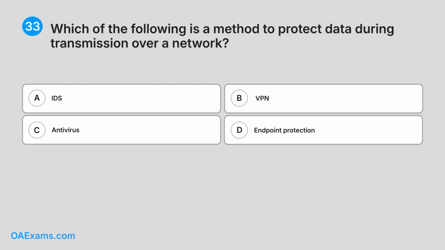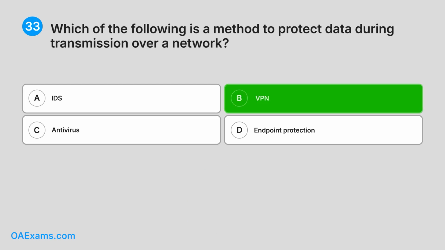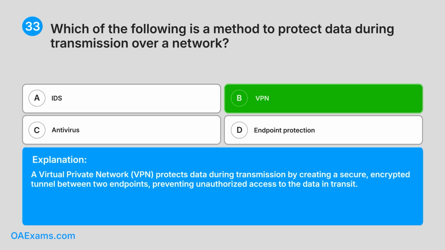Correct answer. B. VPN. Explanation. A virtual private network, VPN, protects data during transmission by creating a secure, encrypted tunnel between two endpoints, preventing unauthorized access to the data in transit.